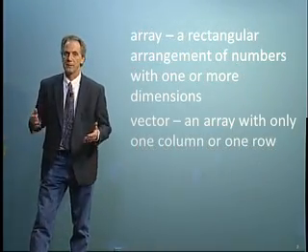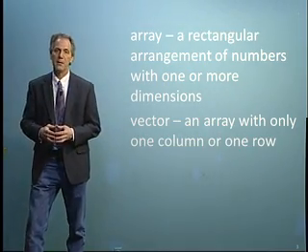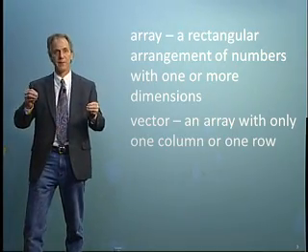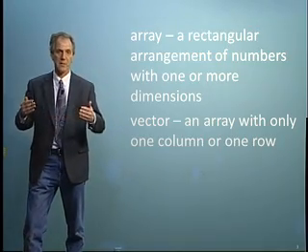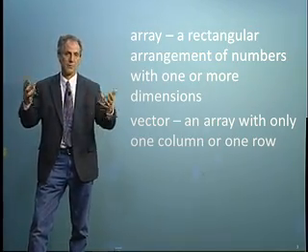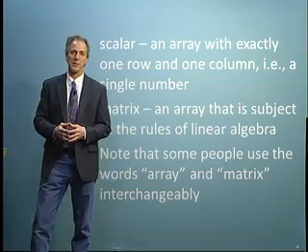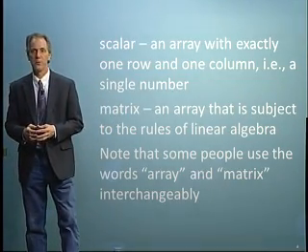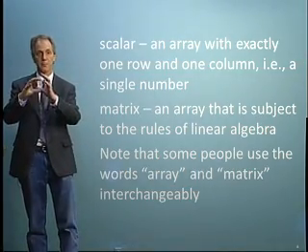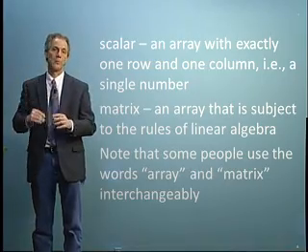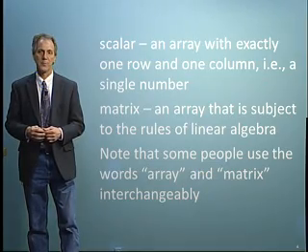All right, so an array is a rectangular arrangement of numbers with one or more dimensions. A vector is not specifically the science vector. In fact, it has little to do with the science vector you learned in physics. It is more the mathematician type of vector, which simply means a list of numbers, or could be other things, but mostly numbers when you're dealing with MATLAB. A scalar is a specific term for an array with exactly one row and one column, a single number. Technically in MATLAB, everything's an array, so even a single number is like an array with one row and one column. A matrix is specifically an array that is subject to the rules of linear algebra.